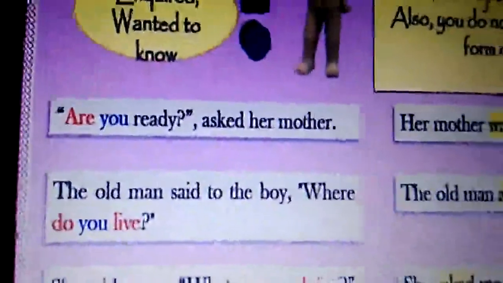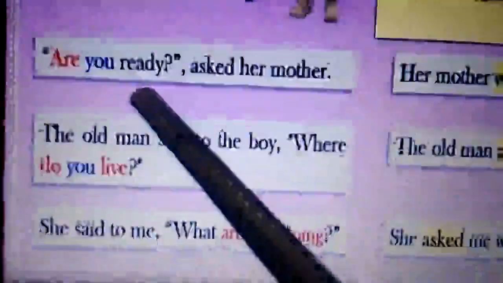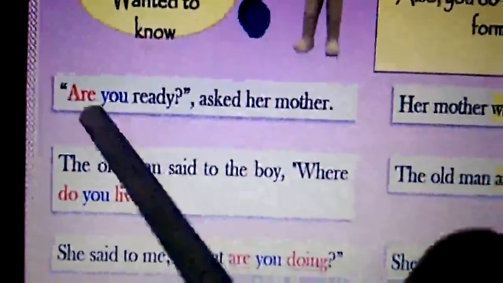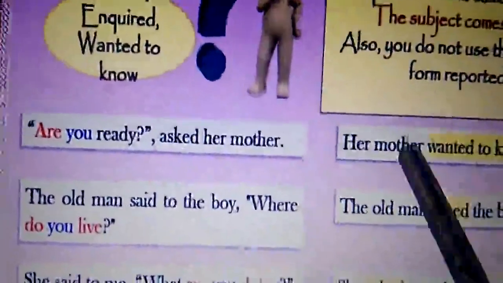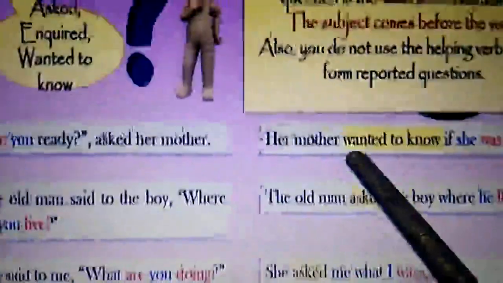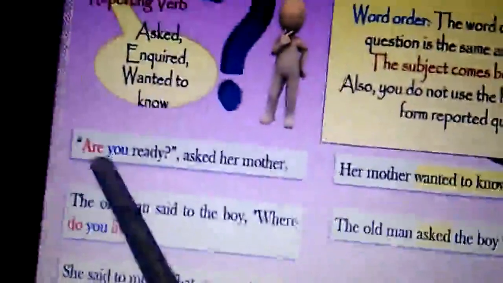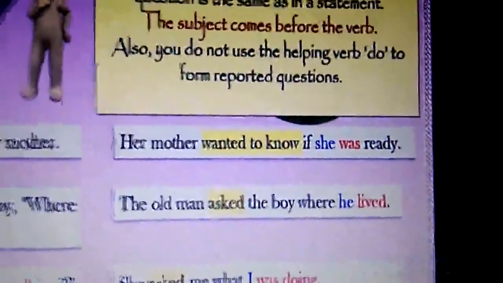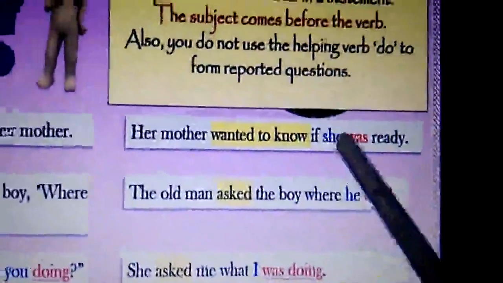See here, in this example, "Are you ready?" asked her mother. Are you ready is a yes or no question. That means we have used an auxiliary verb, that is a helping verb, to frame the question. When we change this direct speech into indirect speech, the change we should notice first is the reporting verb, which is changed to wanted to know, and now the question becomes a statement. Her mother wanted to know if she was ready. That question changed to a statement. This is no more a question now, it is a statement.